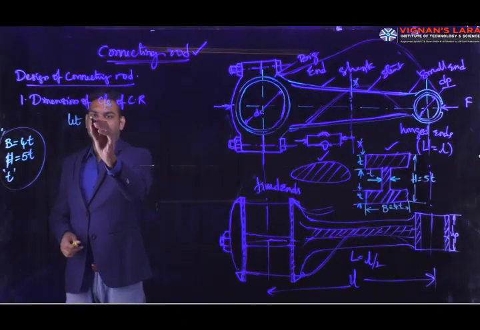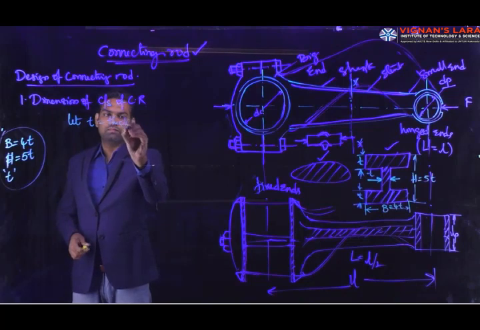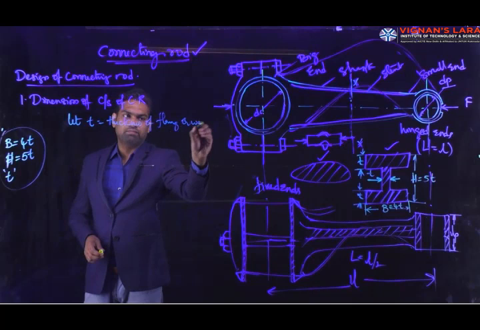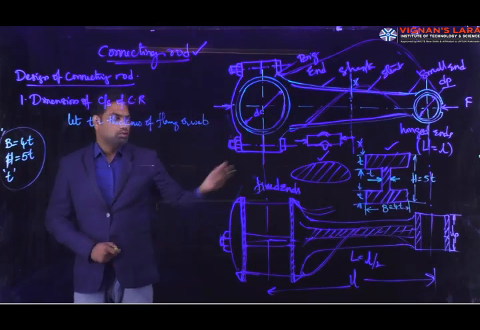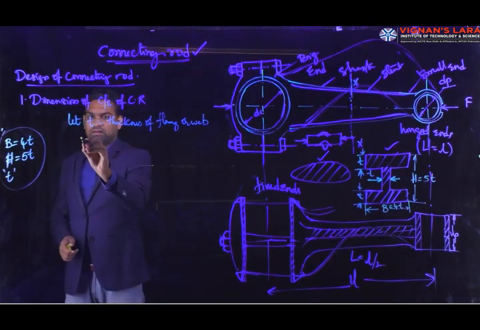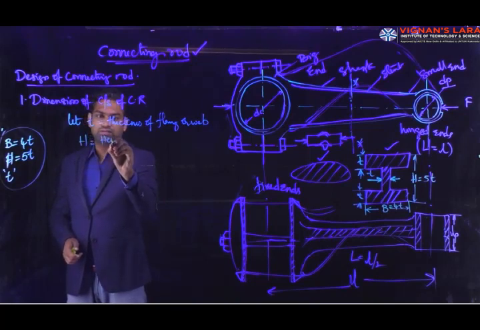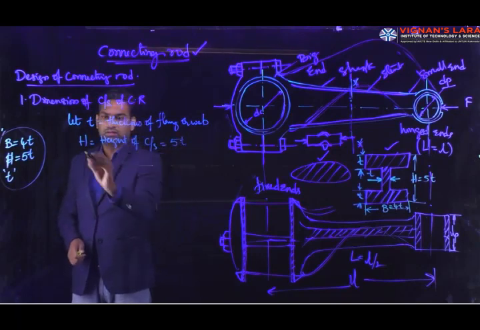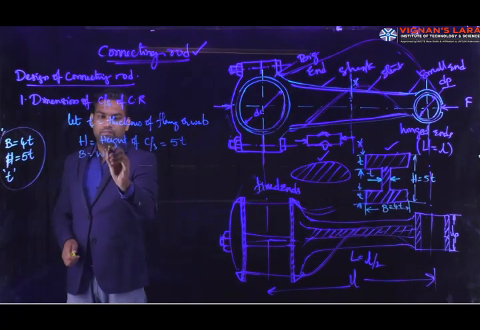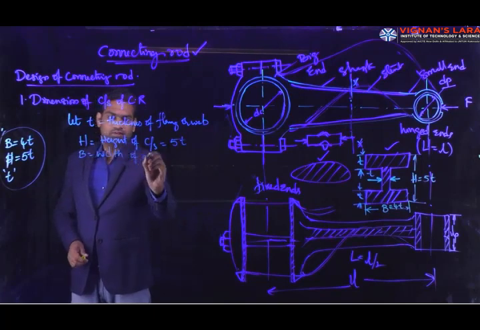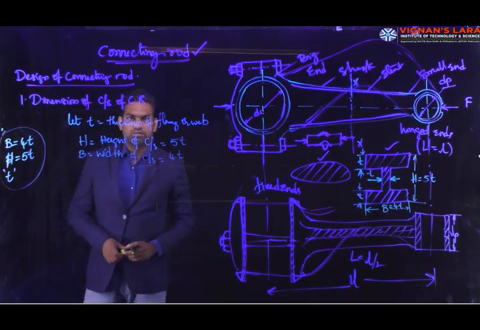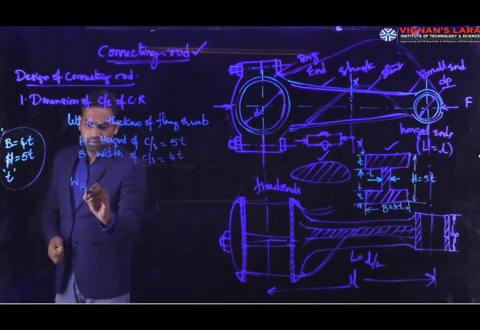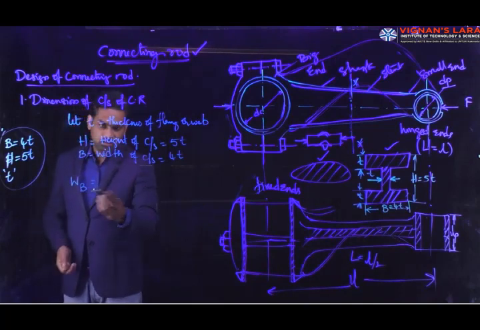So let t be the thickness of the flange or web that connects the two top flanges, and capital H the height of the cross section, which is 5 times t, and B the width of the cross section, which is 4 times t. These cross section dimensions are going to be calculated using Rankine's equation, that is the buckling load about the x-axis, as I stated previously.